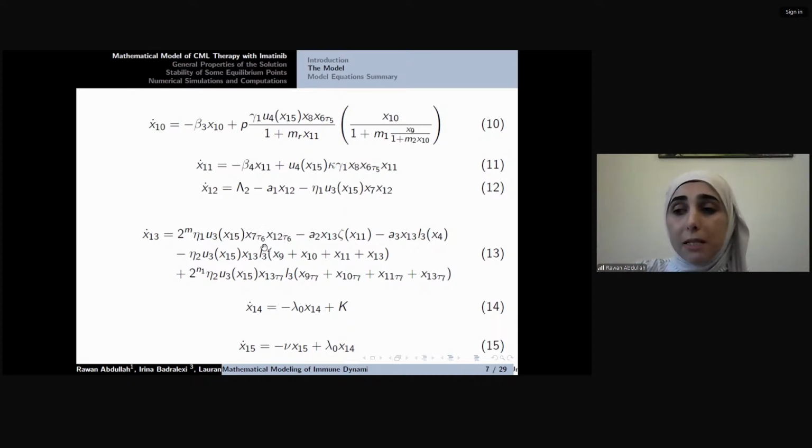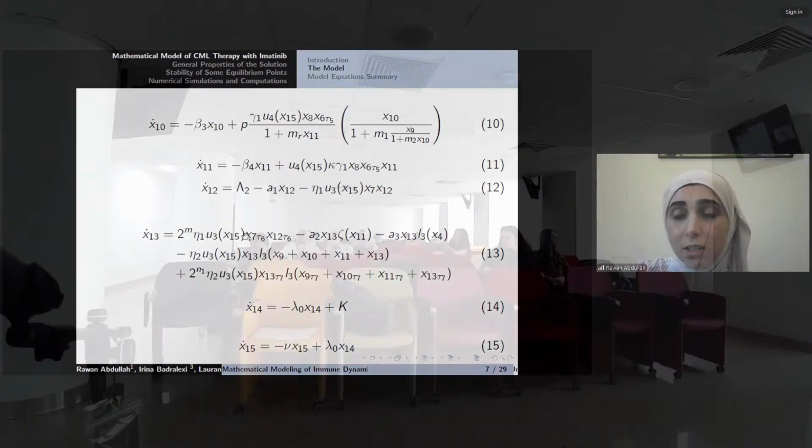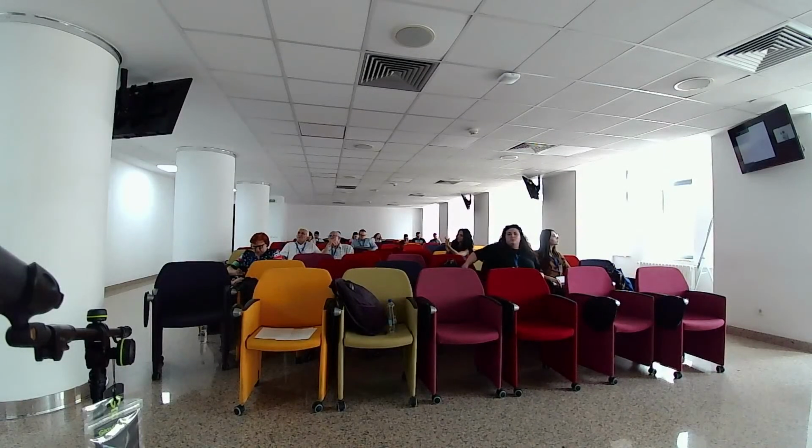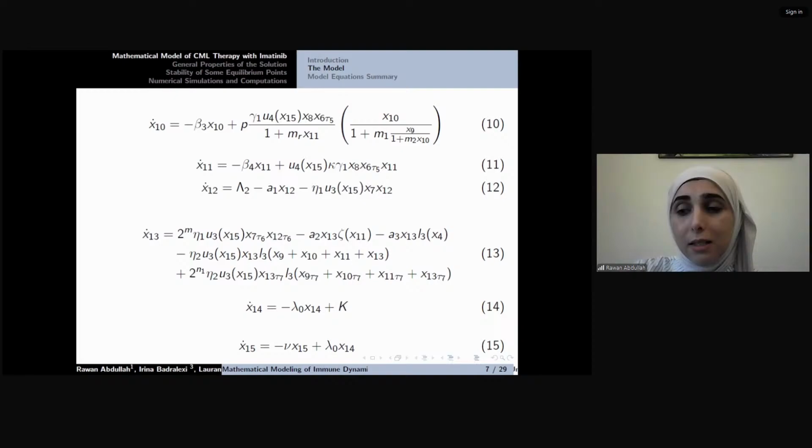Equation 13 represents the mature CD8 plus T cells, in which the first term represents the activation by antigen presenting cells, this one the suppression by T regulatory cells, and this is the suppression by leukemic cells, and the last two terms represent the stimulation of cell divisions due to the positive growth signals induced by IL-2 secreted by both CD4 plus cells and CD8 plus mature cells.